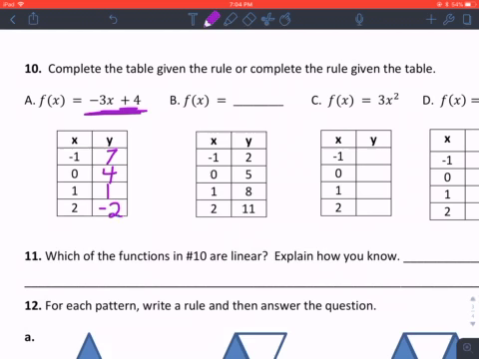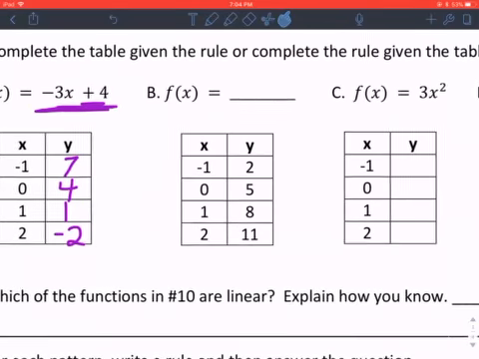-2. So notice this makes sense, because if you think about writing the function rule, these are all going down 3, and our y-intercept, when x is 0, y equals 4. So this makes sense.